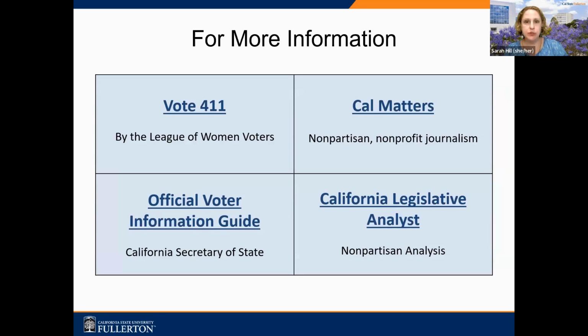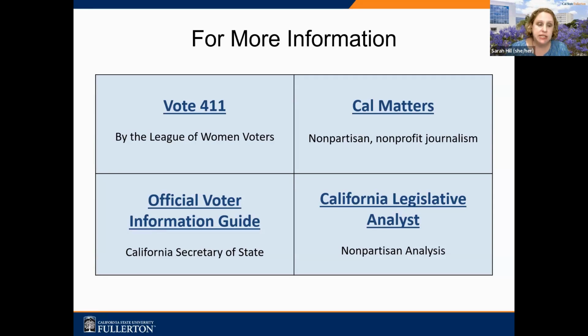I used several sources to do my research for tonight's presentation, and these are some that I recommend. I like them because they're nonpartisan and generally just good policy analysis, which I find very helpful. So you could look at Vote 411. That's by the League of Women Voters. I really like them because they're a good government group. They care about good government and they're nonpartisan. Cal Matters is a nonpartisan nonprofit website. They do journalism on California. They're a great resource for issues on California.